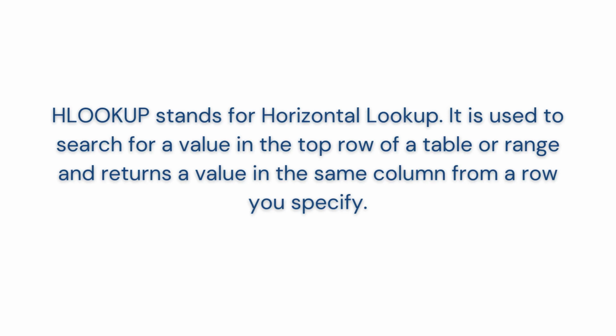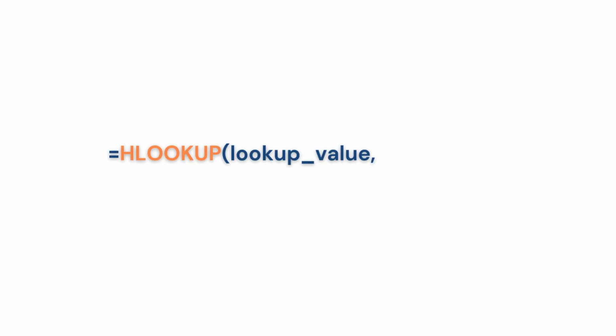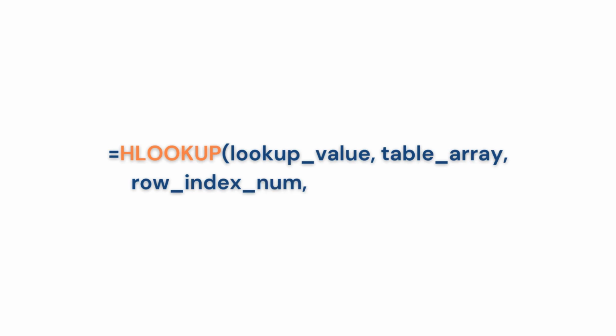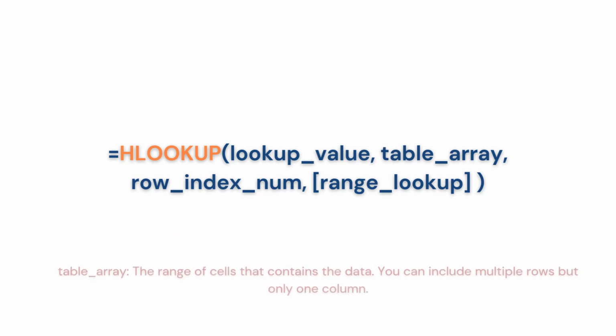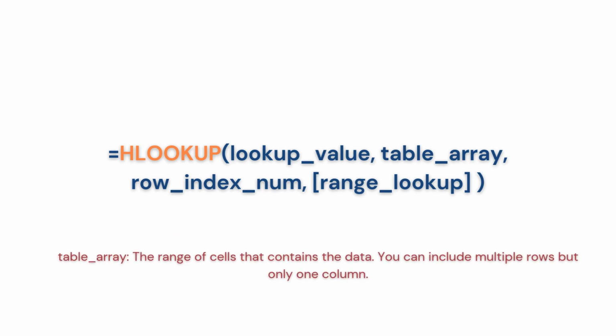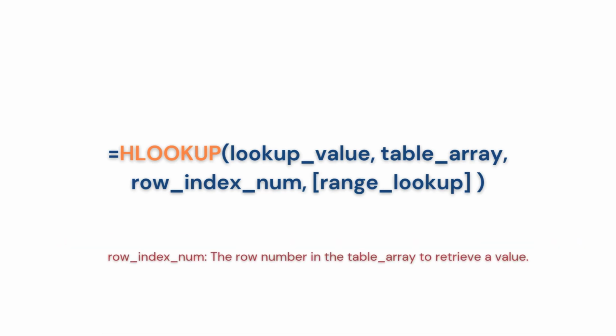And the syntax for that is HLOOKUP of lookup_value, table_array, row_index_num, range_lookup. Here lookup value is the value to be searched for. Table array is the range of cells that contains the data. You can include multiple rows but only one column. And row index number is the row number in the table array to retrieve a value.